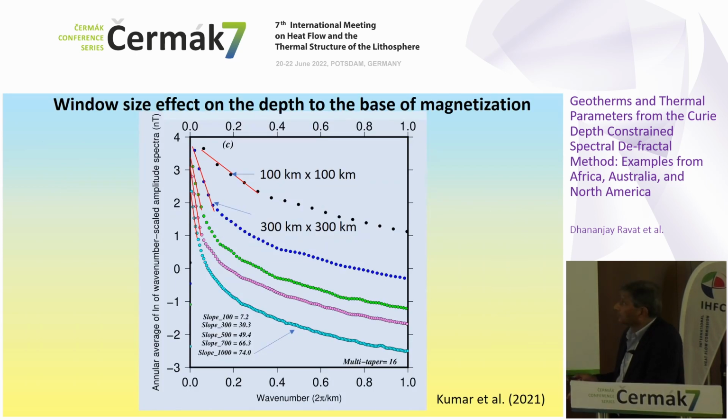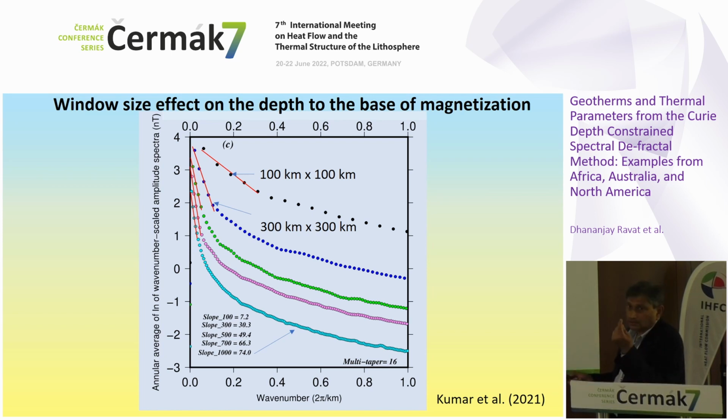I was going to tell you something about the window size effect on the depth to the base of magnetization. There are different spectra from the same region, I think in Australia. I don't remember exactly which region we were using for this as an example, but different window sizes over the same region were selected. So this is a spectrum from 100 kilometer by 100 kilometer, 300 kilometer by 300. This bottom is 1,000 kilometers.